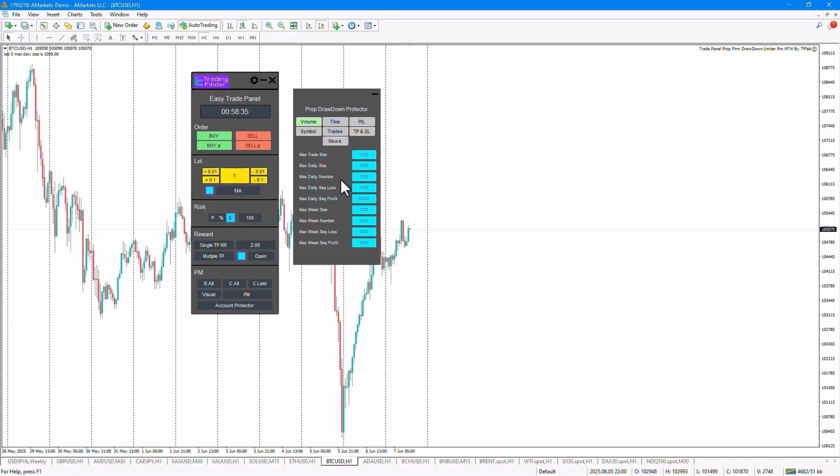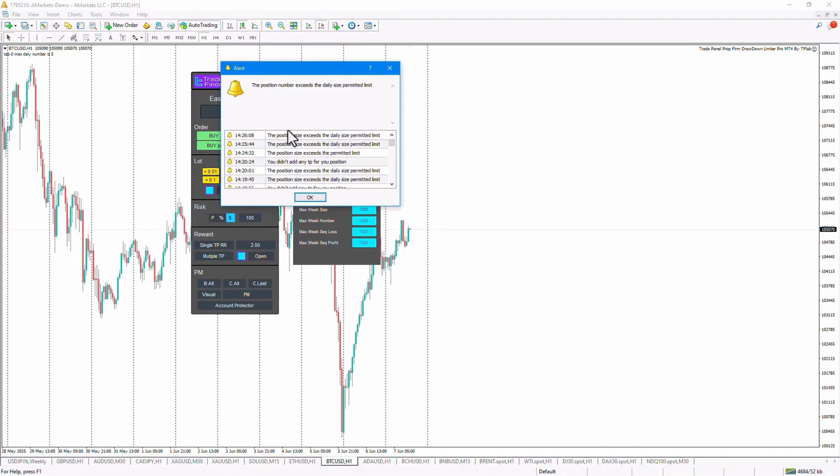In the next section, I can specify the maximum number of trades per day. If I set the number to 5 here, I am only allowed to execute 5 trades in one day. At the moment, we have executed 2 trades and the 3rd trade. The 4th trade, and at most the 5th trade. If we try to enter a 6th trade, the expert advisor will prevent us from entering the trade and will display a warning message telling us that the number of our positions has exceeded the daily allowed limit.